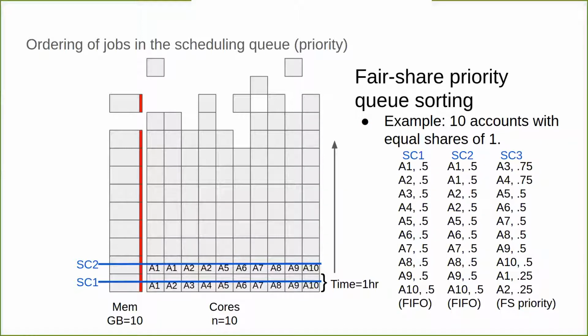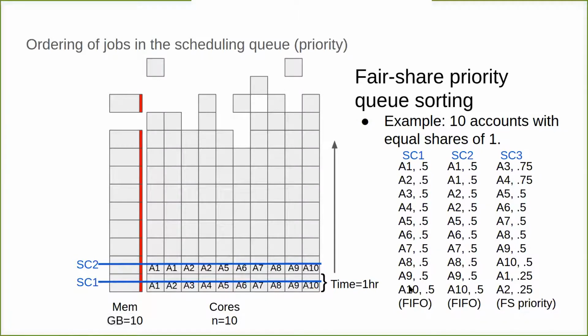Okay, so here's how the actual ordering of this happens. Let's say we have the fair share priority queuing. We have an example of 10 accounts with equal shares in the system, accounts 1 through 10. They all have basically an equal target share of the system, and let's say they all submit jobs during the first cycle. All of those accounts get one job running on the first cycle. They're all equal, so in this case, it's kind of like first in, first out.